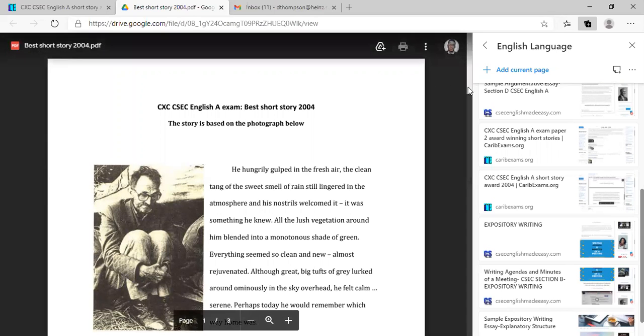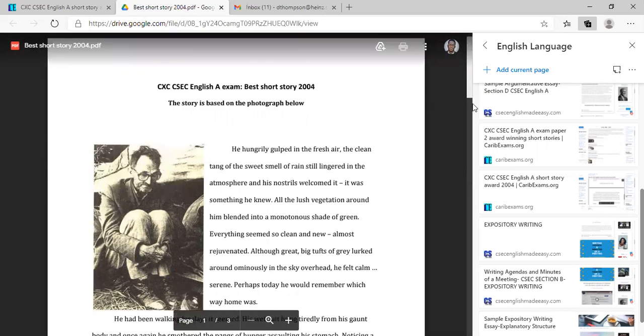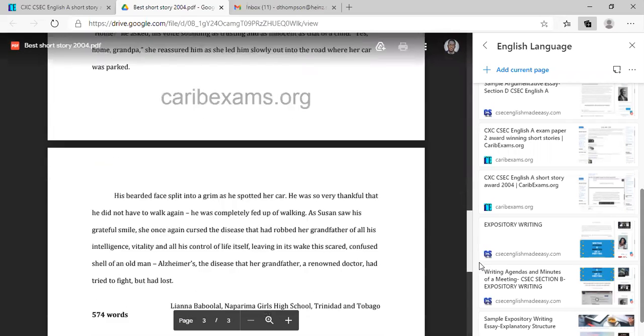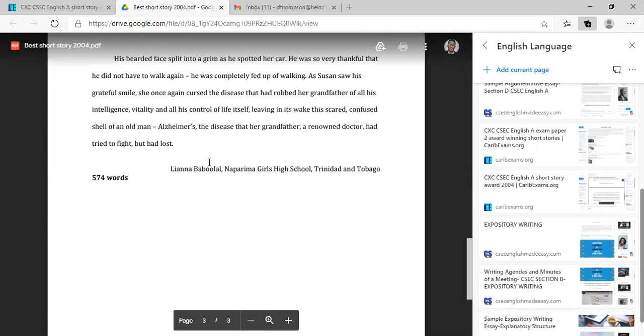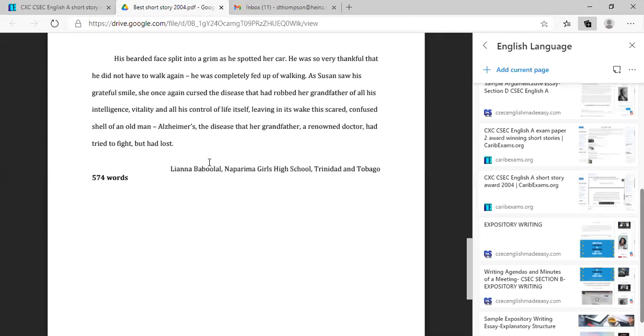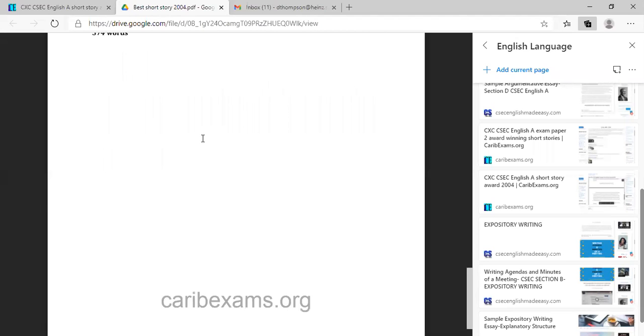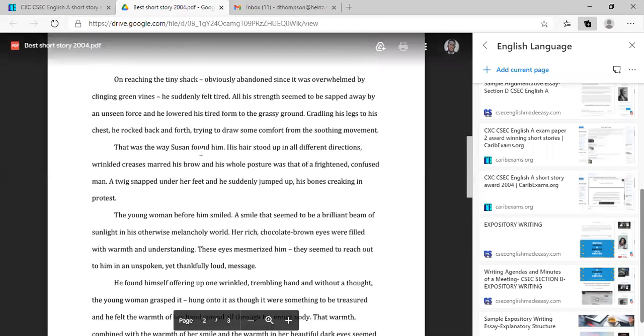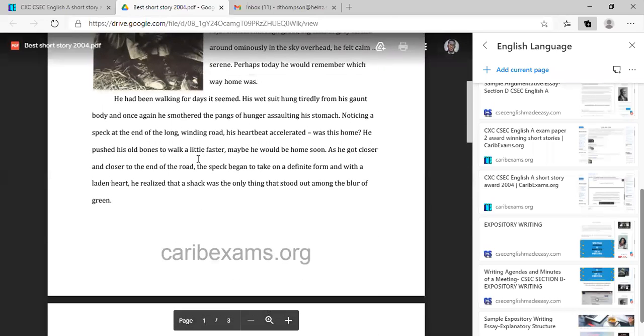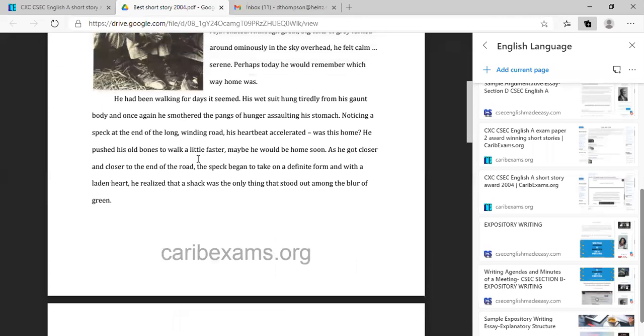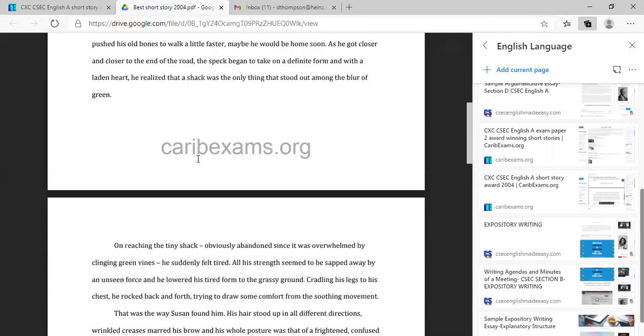Same as the last sentence when they finally revealed the Alzheimer's. Let's go back here. Alzheimer's, the disease that her grandfather, a renowned doctor, had tried to fight but had lost. This doesn't seem far-fetched, and here's why. Because every sentence was connected or served a purpose, right? So make your sentences work for you. Does that make sense, everybody?